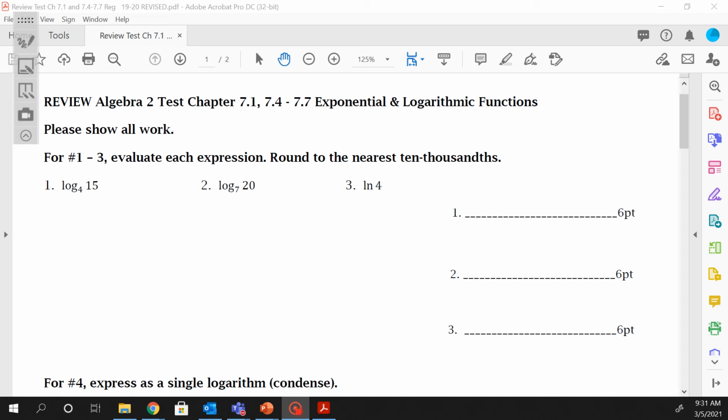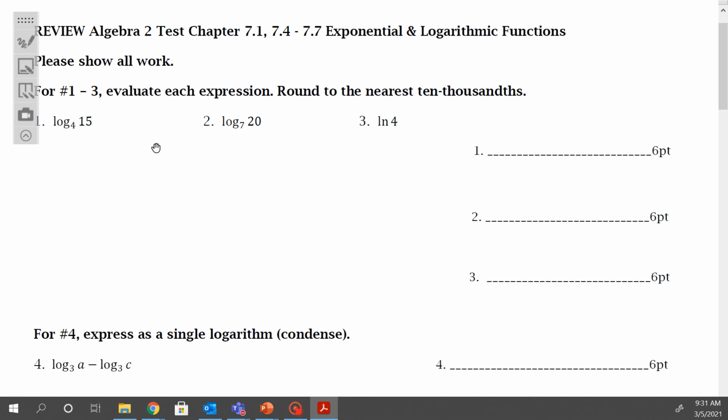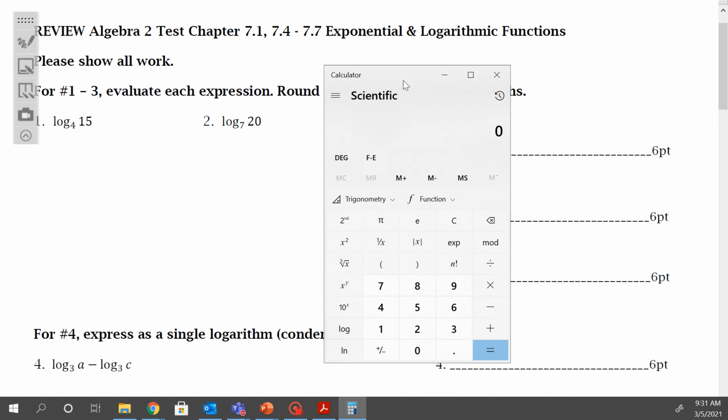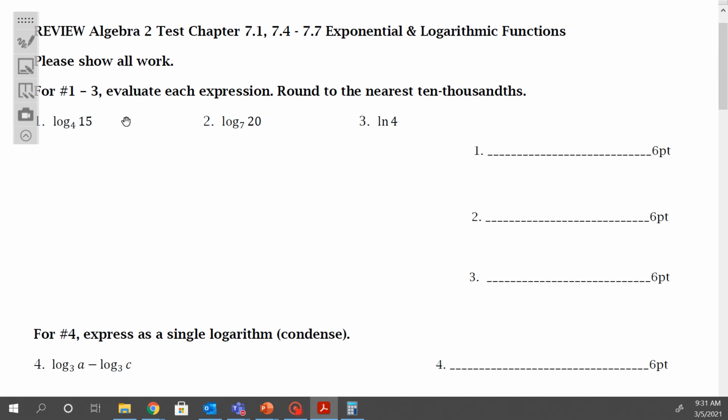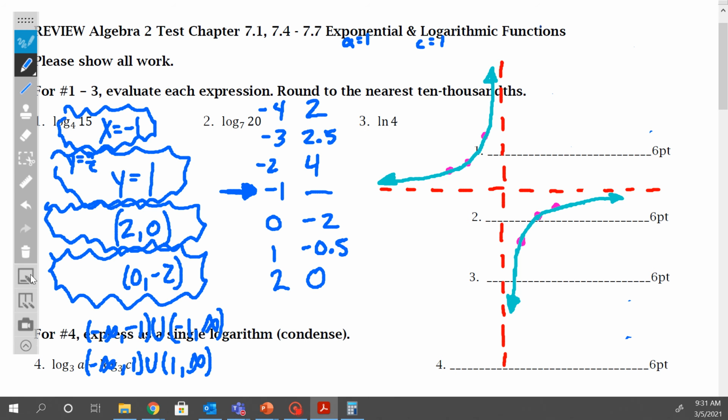Alright, today we're going to be looking at the review for this test that is coming up on Monday. So numbers 1 through 3, they say evaluate each expression, round to the nearest 10,000ths. Okay, so these are pretty straightforward. They want us to use the change of base formula to put these into a calculator.